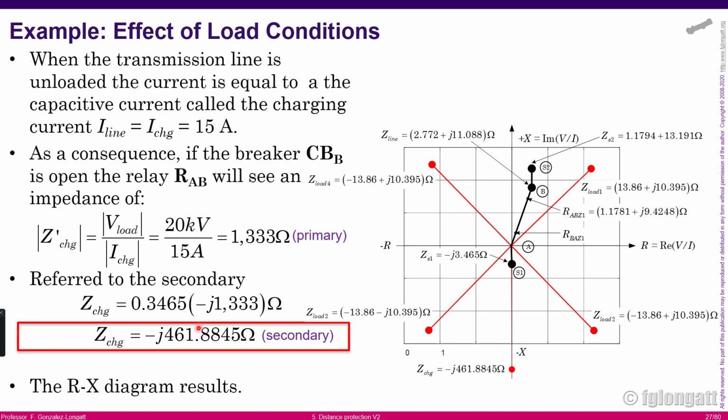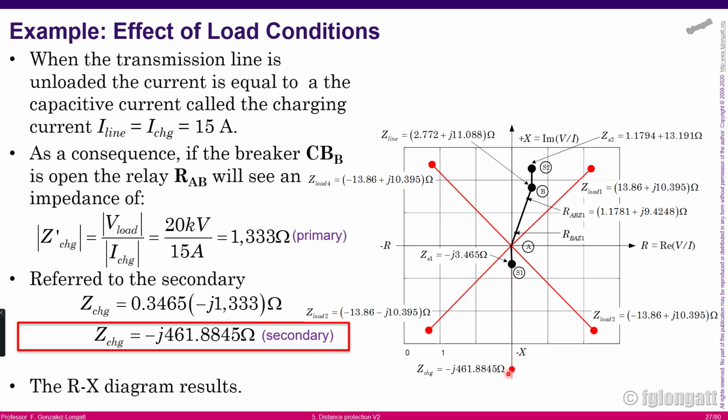But if we refer to the secondary of the CT and VT, we obtain a big 461. As I say to you, the charging current is mainly a capacitive current, and that is the reason that you can see a big line here going to the minus x-axis with minus 461. This point over here represents when the transmission line is unloaded. That represents the apparent impedance that the relay sees.